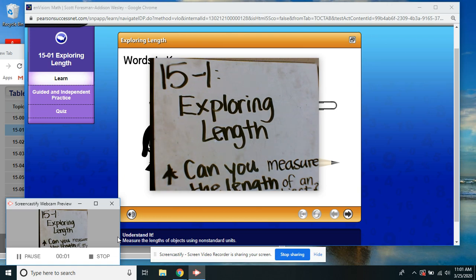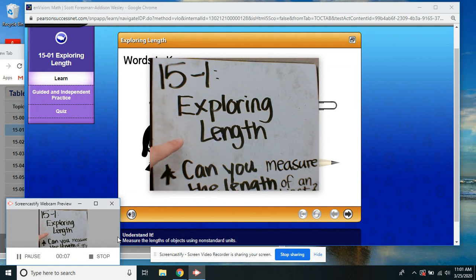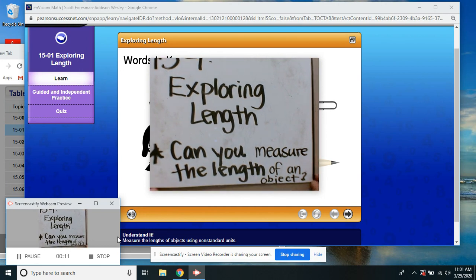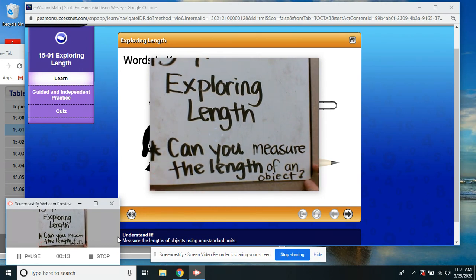Class, today we're going to be focusing on lesson 15:1, exploring length. Today's goal in math is to see if you can measure the length of an object.